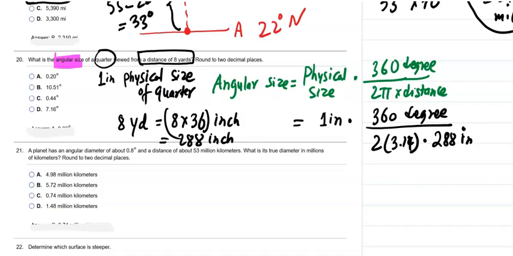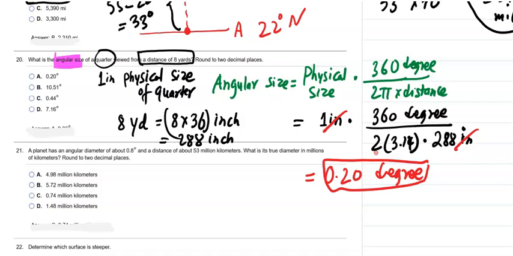So what happens if you do that? Inches cancel, and if you do the calculation, 360 times 1, obviously 360 in the numerator, and in the denominator you multiply and divide, you get 0.20 degrees. Okay, that's the angular size. So the answer is going to be A. Again, you use a calculator to divide, and the answer is in degrees. Okay, the 360 degrees you see on top, that's the unit for the answer.